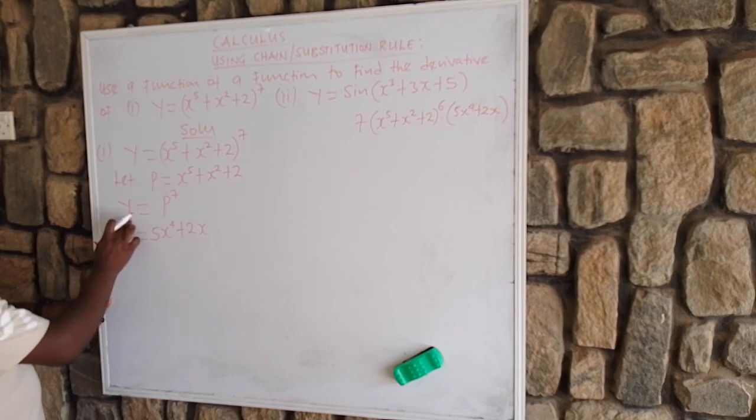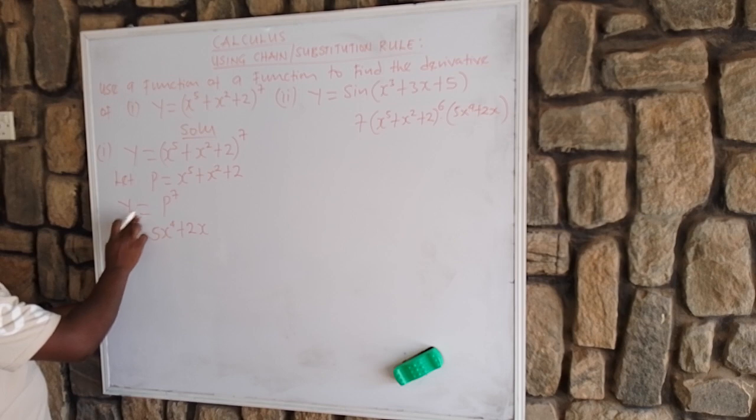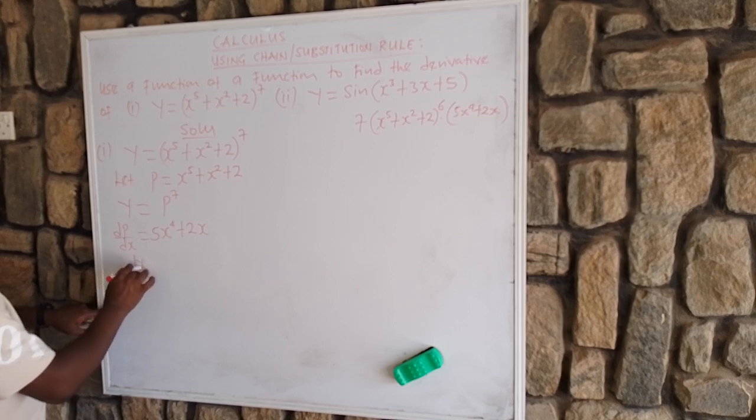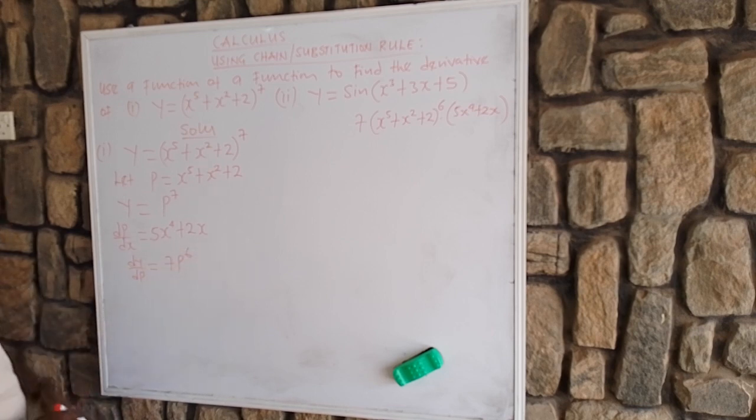Then we will differentiate this with respect to p. This is the dependent variable, this is the independent variable, the p. So if we differentiate dy over dp, we're going to get what? 7p raised to the power of 6.